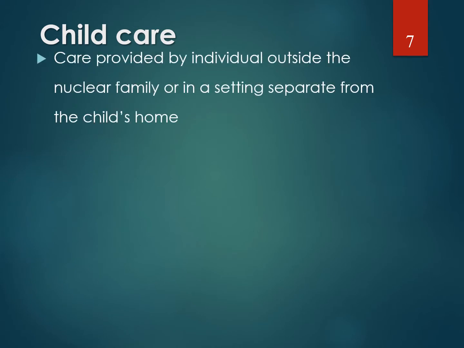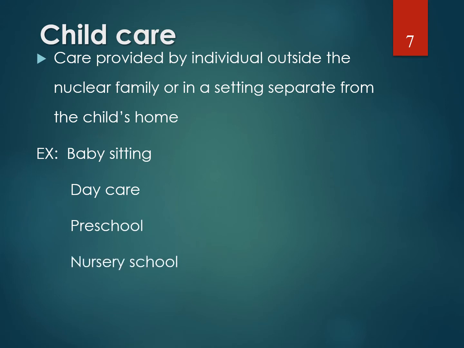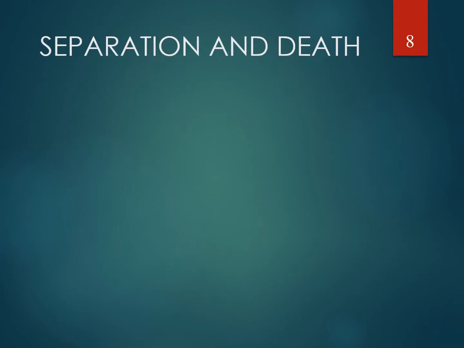Those are the children that go into foster care. Child care is care provided by an individual outside the nuclear family or in a setting separate from the child's home. An example of child care is babysitting. Other examples would be a daycare center, preschool, or nursery school. Those are all centers for child care, and there are some areas that have early childhood programs. Okay, and we'll go to the next.